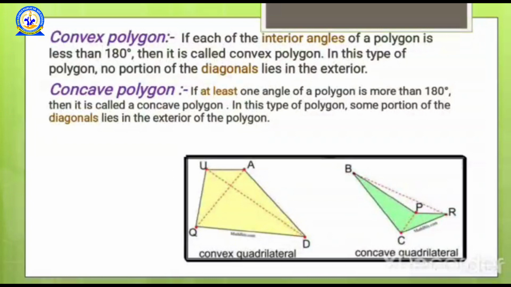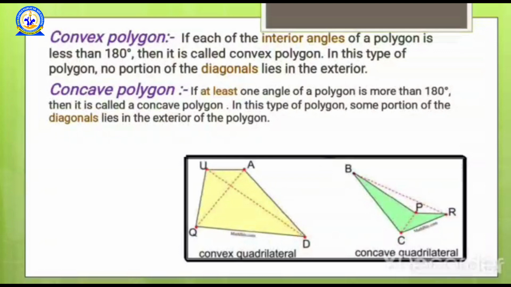AQ and UD are the diagonals and they lie in the interior, so no portion of the diagonals lies in the exterior. The next is concave polygon or concave quadrilateral. If at least one angle of a polygon is more than 180 degrees, then it is called a concave polygon or quadrilateral. In this type of polygon, some portion of the diagonals lies in the exterior of the polygon. You can see in the figure there are 2 diagonals. CP lies in the interior of the quadrilateral and BR lies in the exterior.